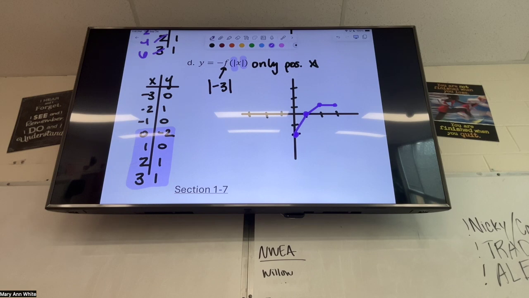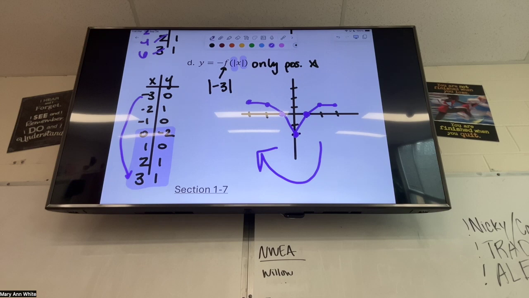And then I'm going to reflect it over to the negative side, because if I plug in +1 or -1, it's the same thing as plugging in +1, and I still get 0. If I plug in -2, it's the same thing as plugging in +2 and getting 1. If I plug in -3, it's the same thing as getting +3, and I get a +1. So it's going to be a mirror image.